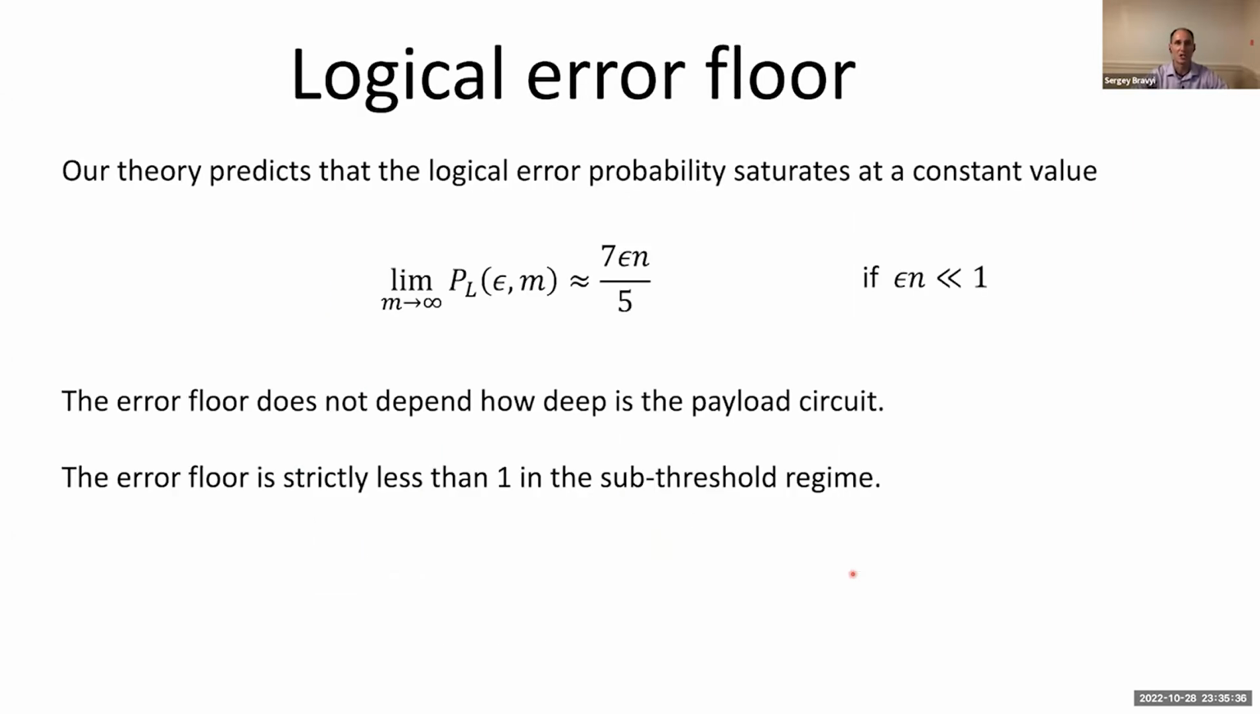Then another prediction of our theory is a logical error floor. So let's assume that the error rate epsilon is below the threshold. Then as we increase the number of Pauli checks, the logical error is monotone decreasing, but it will plateau at a certain non-zero value, which is proportional to epsilon times the number of qubits. And this error floor originates from errors in the outer Pauli checks, which are undetectable.